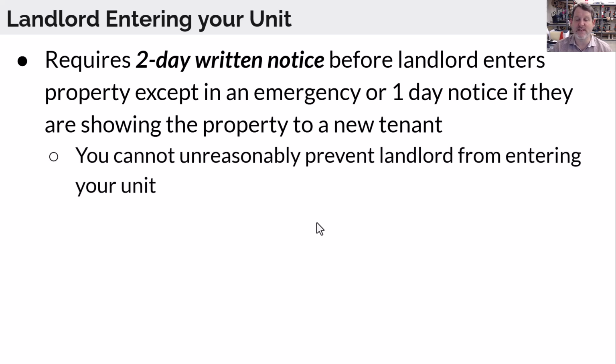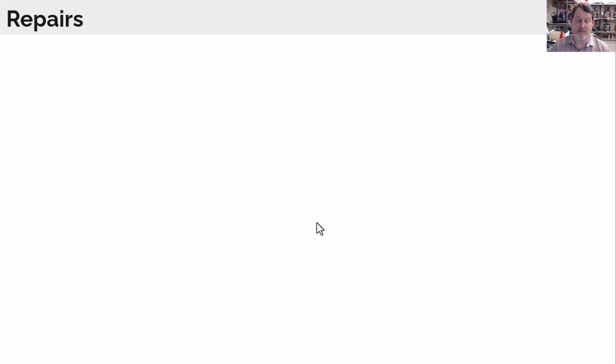You cannot unreasonably prevent a landlord from entering your unit. Although if they tell you, hey, we're going to be there Wednesday, and you're like, hey, Wednesday, I've got a dinner party that night, can we do it some other time? They need to work around you as well. Okay? But you can't deny them from coming in. You can't just be like, no, you can't come in.